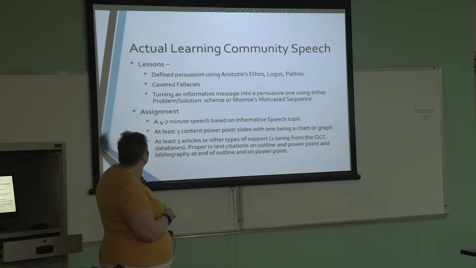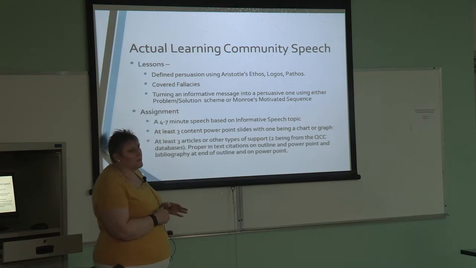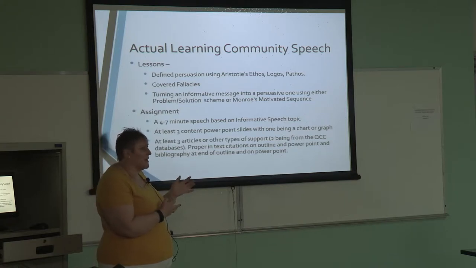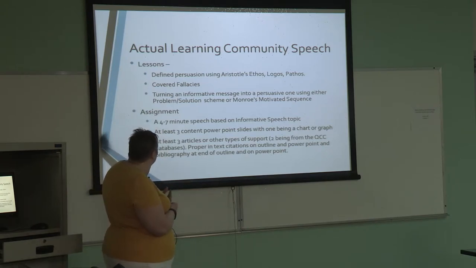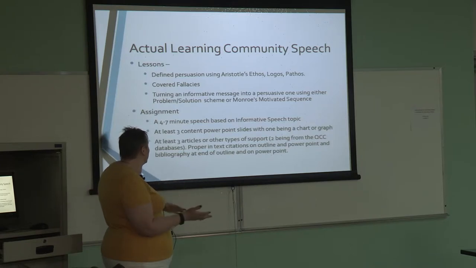So the lessons were: define persuasion using Aristotle's ethos, logos, and pathos. And that is exactly what we do. It's kind of interesting when you do teach with other disciplines, because that's exactly what we do in English, but we just do it with a different emphasis and a different way of looking at them. Covered fallacies, turning an informative message into a persuasive one, using either problem-solution schemes or Monroe's motivated sequence. Assignment: a 4 to 7 minute speech based on the informative speech topic. So I thought that was quite a good assignment, you know, to take what was informative and turn it into persuasive. At least 3 content PowerPoint slides, with one being a chart or graph, and at least 3 articles or other types of support.